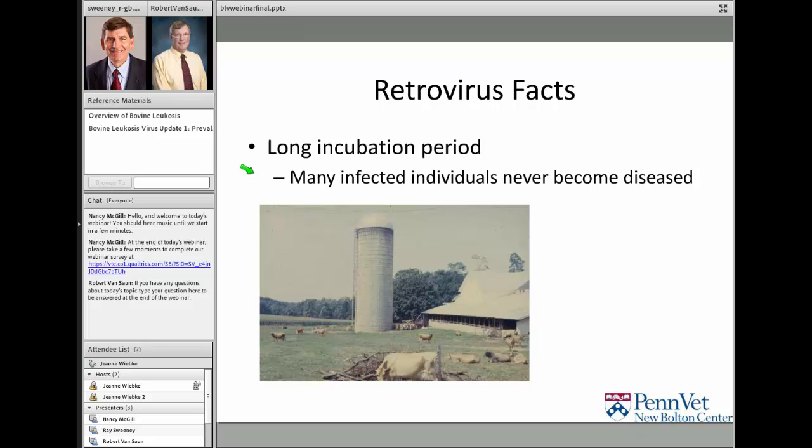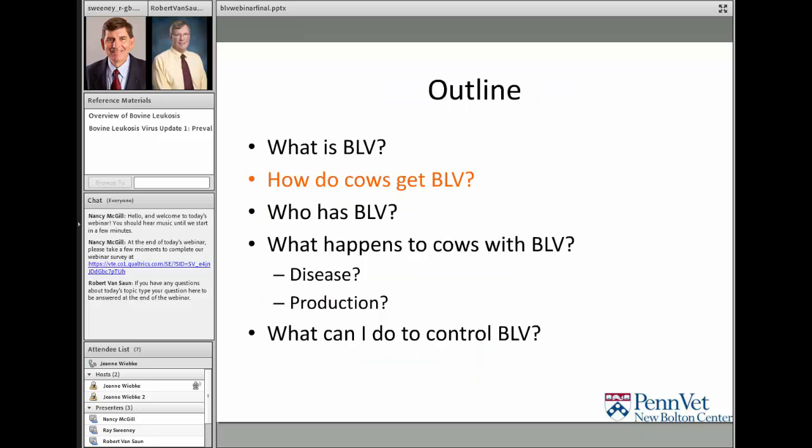So even though half the cows in this picture may be infected with the virus, at most maybe only 1 or 2 will ever get cancer in their lifetime. That's an important fact to remember. So that's a little bit of background about the virus.